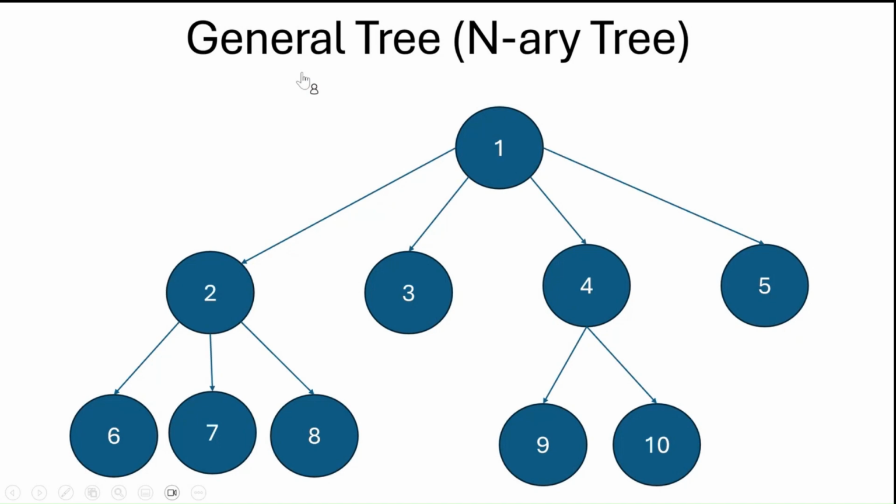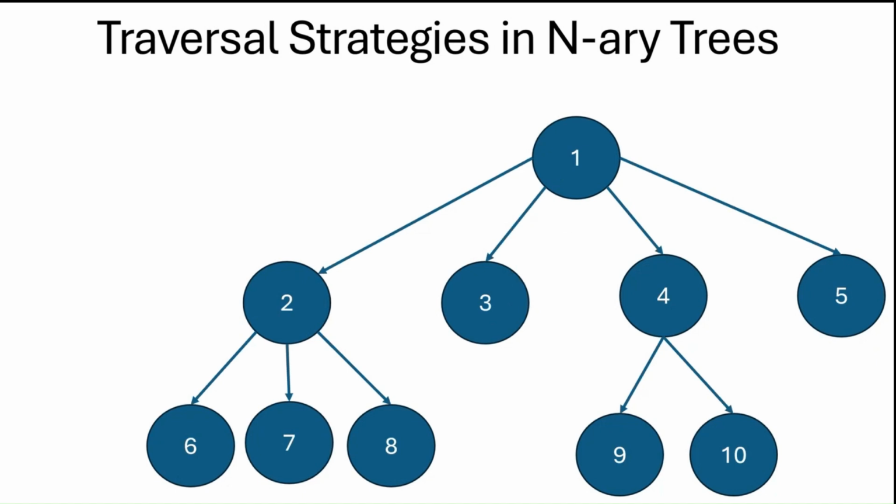So let's start. Before going into the traversal strategies, let's see what a general tree is. As you can see here, a general tree means one parent node can have multiple, or n, children nodes. That is why it is called an N-ary tree. Let's understand the traversal strategies used for N-ary trees.